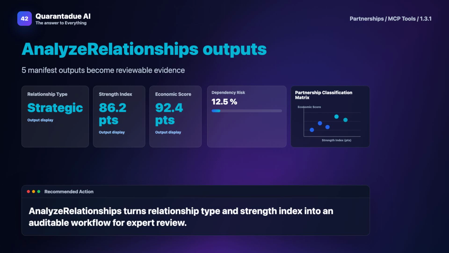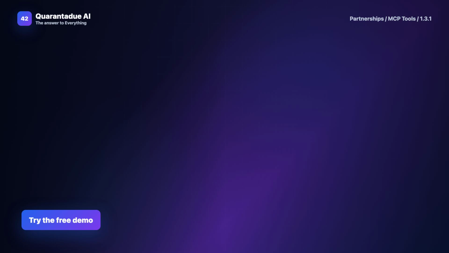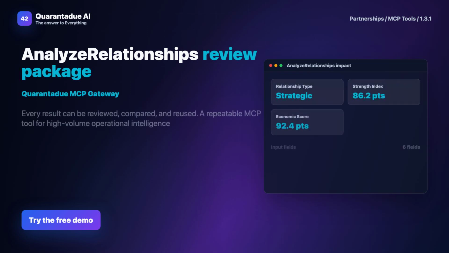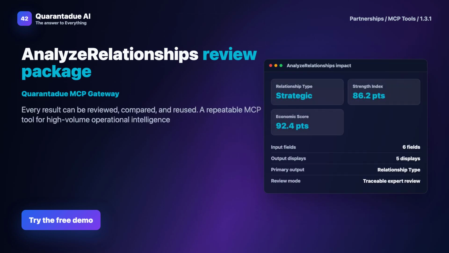Let me walk you through a hypothetical example. Consider a mid-sized tech firm with partnerships across resellers, integrators, and affiliates. We input variables like monthly recurring revenue, support interactions, joint marketing activities, and executive alignment scores. AnalyzeRelationships might show that a key reseller has high revenue but low engagement scores, suggesting dependency risk.